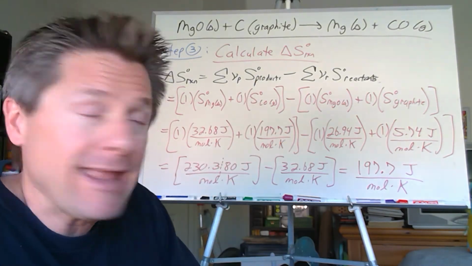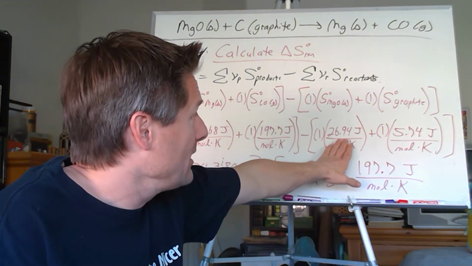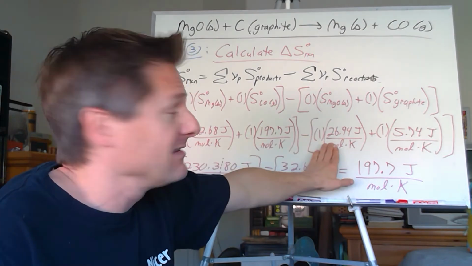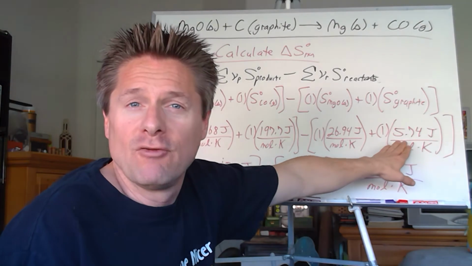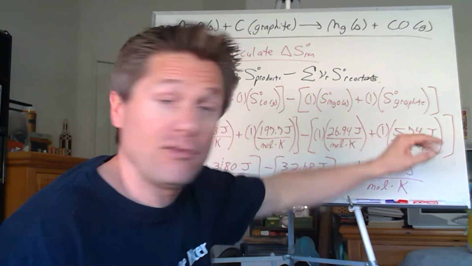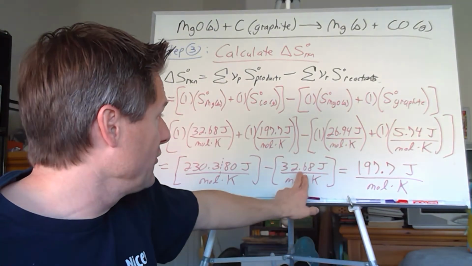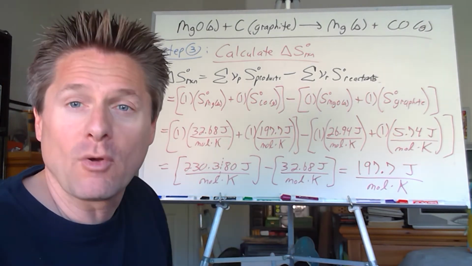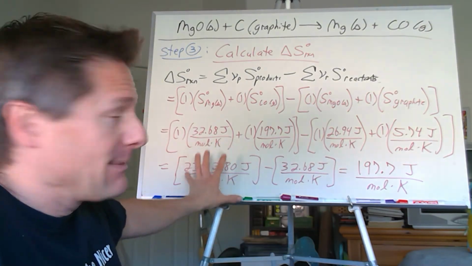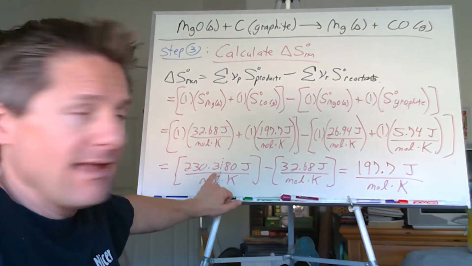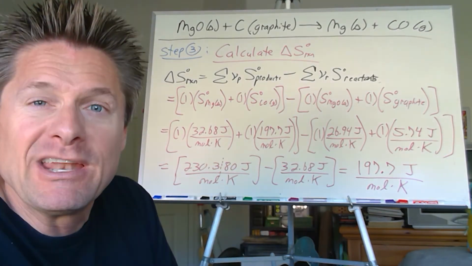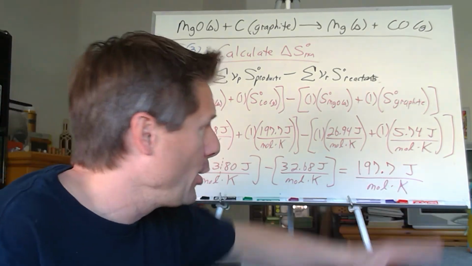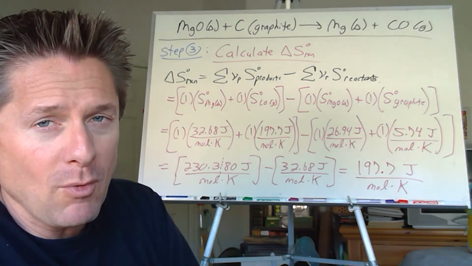Do the same thing for our reactants. Let's take the 26.94 times 1 for the magnesium oxide solid. Add 5.74 times 1 for the graphite. Put those together, both to 2 decimal places. So my answer is 32.68 joules per mole Kelvin. Now we can take the products minus the reactants. We're good to 1 decimal place in the products, 2 decimal places in the reactants. So our answer is limited to 1 decimal place. And I get 197.7 joules per mole Kelvin.